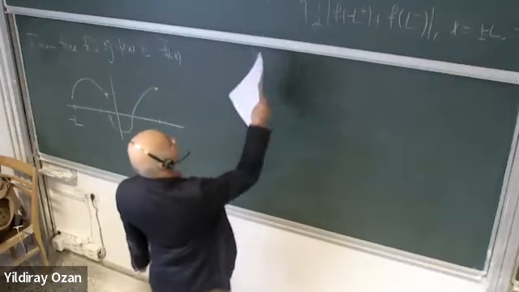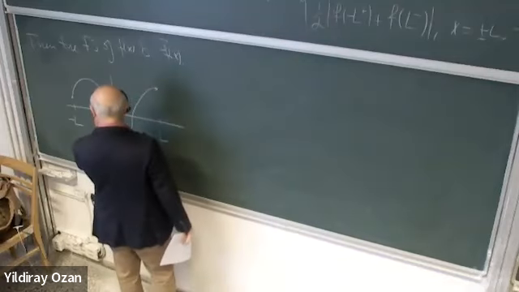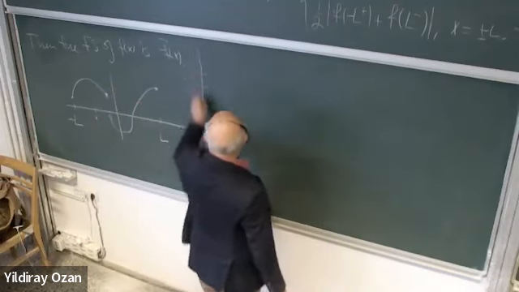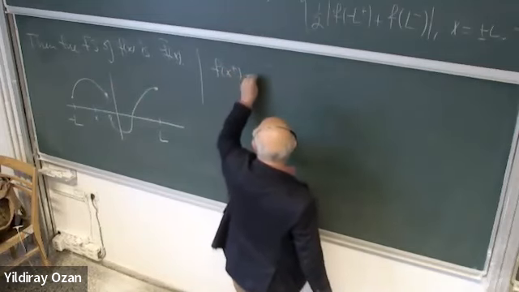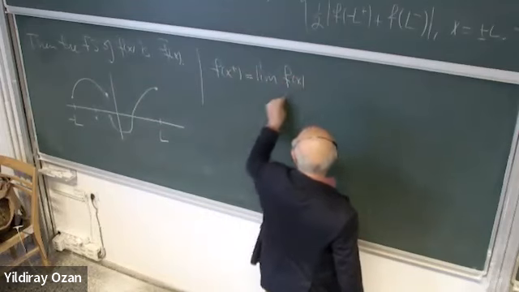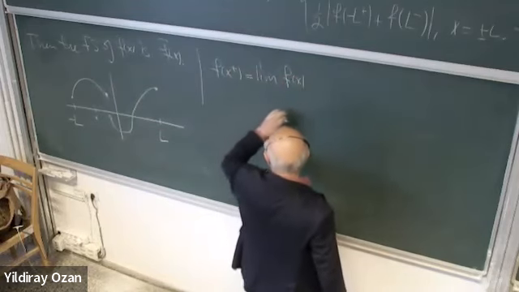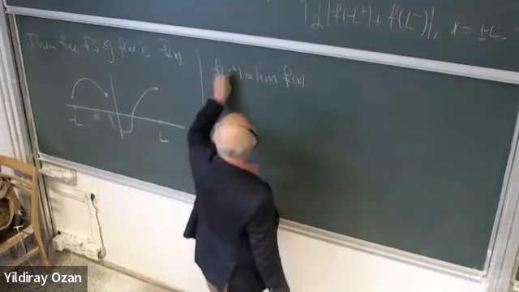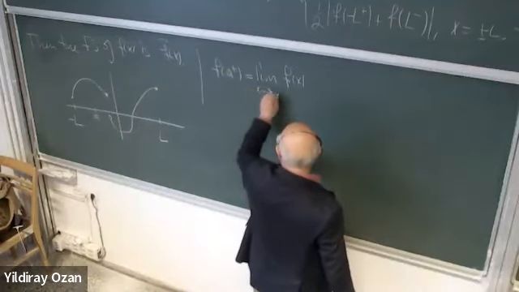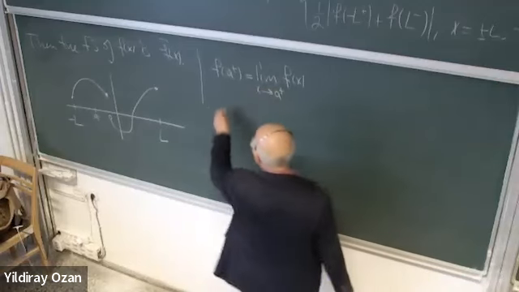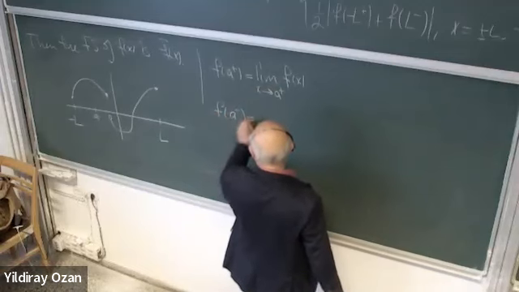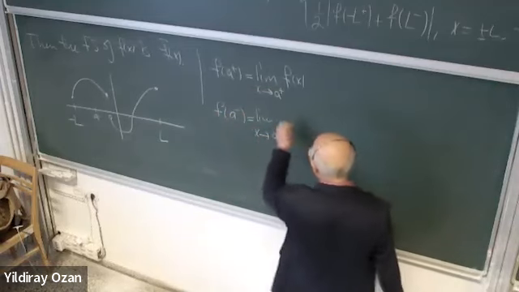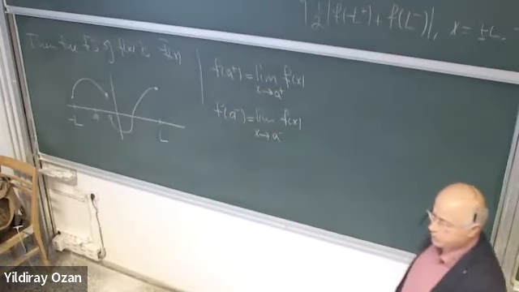What is f plus and f minus? Suppose this is the point x, okay? f x plus is the following. This is just the left limit at x. So let me call this point a. f a plus is the limit as x goes to a from the right, f a minus is the limit as x goes to a from the left. So one is the right limit, one is the left limit.